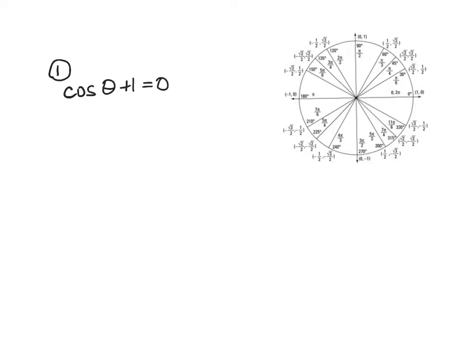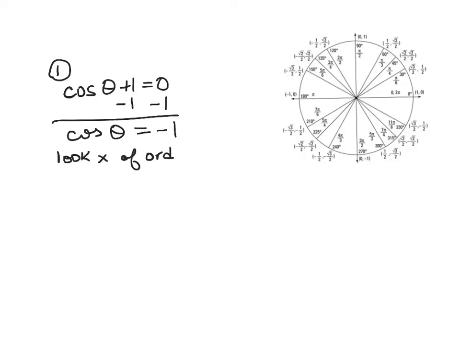Okay, so the first thing we need to do is solve this equation for cosine of theta. So I'm going to subtract 1 from both sides, and I end up with cosine of theta equals -1. Now, if you recall, we can use our unit circle. Remember, when we solve cosine, we're going to look at the x of our ordered pair. So I'm looking for an ordered pair where my x value equals -1.